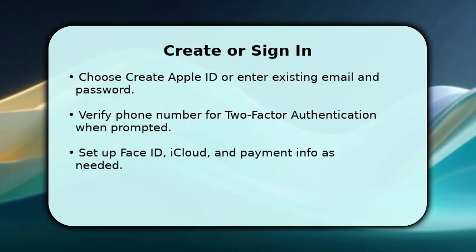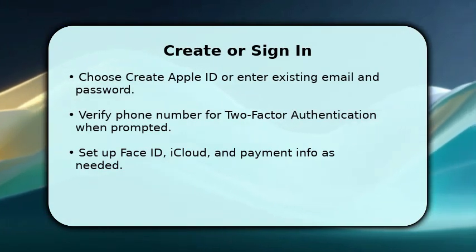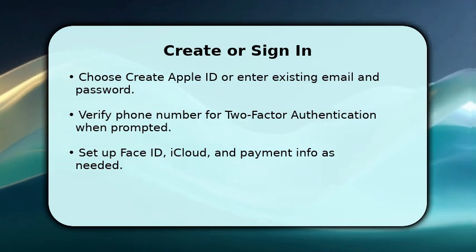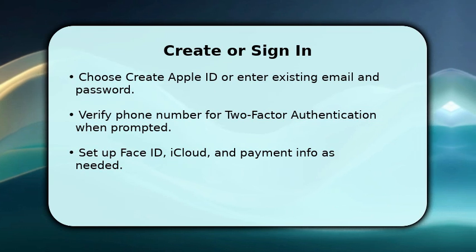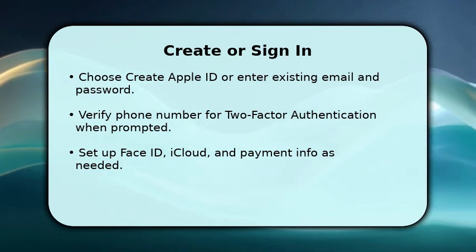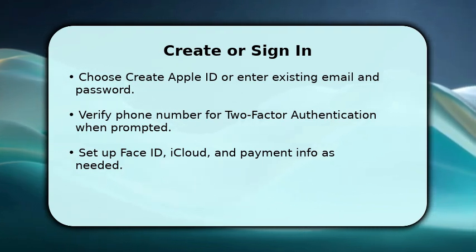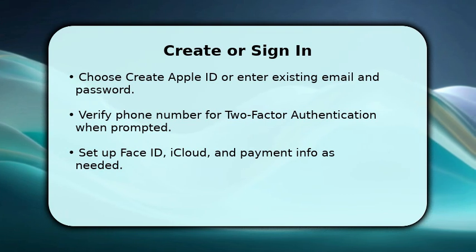Now you either enter your existing Apple ID or create one. Tap Create Apple ID, fill name, birth date, and the email you confirmed earlier. Once you submit, Apple sends a verification code to that email or phone. Enter it when prompted. Next, add a phone number for two-factor authentication to secure your account.